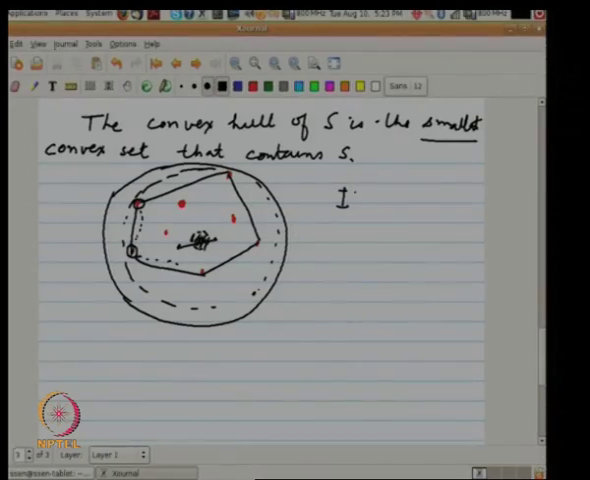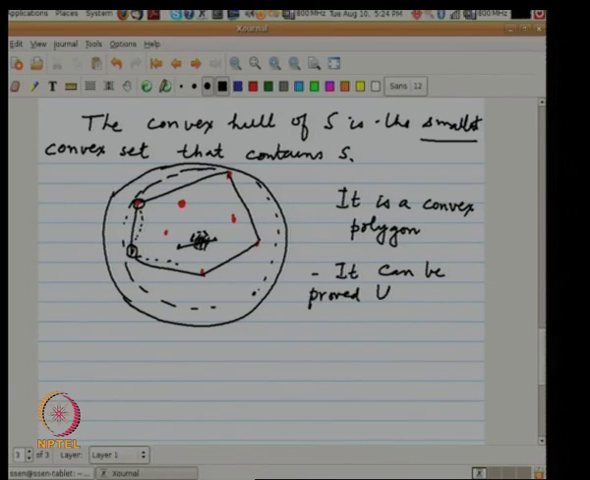Now, I just want to make a few comments. It turns out that it can be proved that the convex hull is also the smallest area convex polygon containing the set of points. It turns out to be the smallest convex polygon in terms of perimeter also. So these are properties that can be proved. I'm not doing it right now.